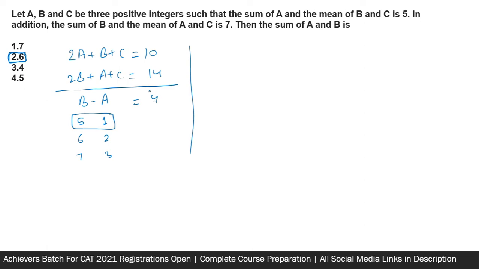Also, if you see this equation, you will find that if the difference between A and B is 4, their sum also must be even. So if the difference between A and B is 4, their sum cannot be 4, and the only other even number given in the option is 6. Okay, so this way also you could have marked the answer without struggling much.